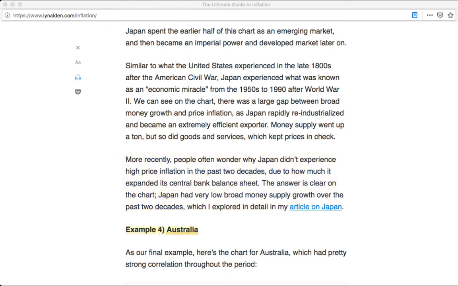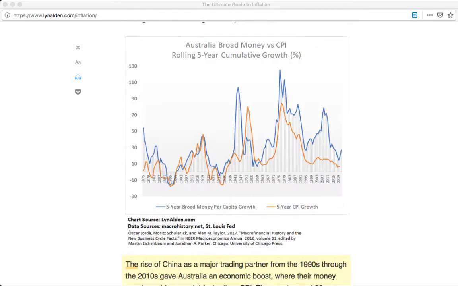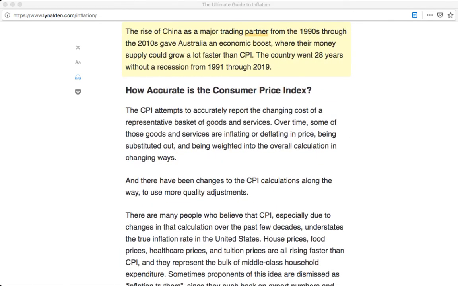Australia. As our final example, here's the chart for Australia, which had pretty strong correlation throughout the period. The rise of China as a major trading partner from the 1990s through the 2010s gave Australia an economic boost, where their money supply could grow a lot faster than CPI. The country went 28 years without a recession from 1991 through 2019.